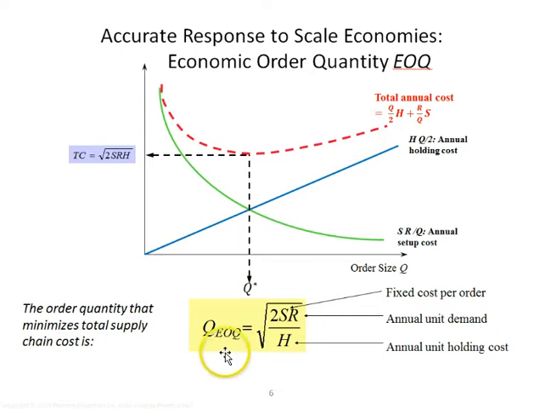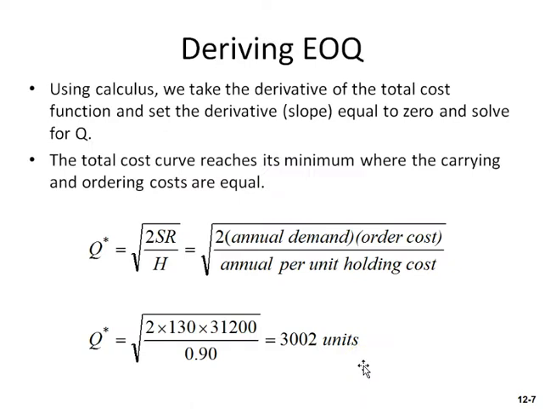If we work this out, we find that the optimal quantity, the economic order quantity, equals the square root of 2SR over H. If we solve this and substitute for the example where the ordering cost is $130, the annual demand is 31,200, and all of that over our holding cost, which is 0.90, that gives us an optimal quantity of 3,002 units.